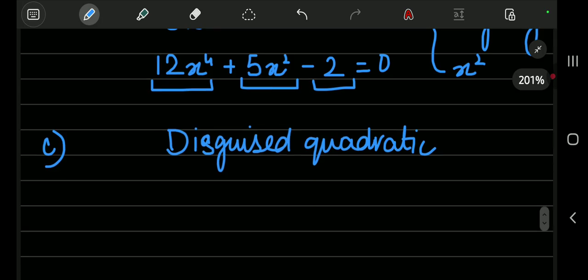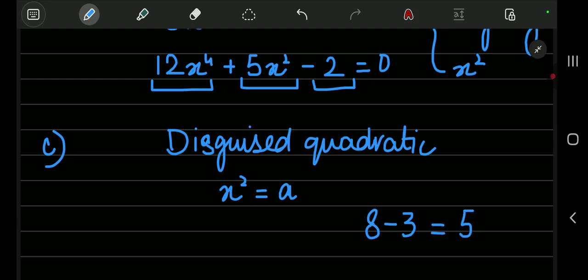So we can solve it as it is, or we can put x square equals a or some other constant and then solve it. So what should we be having? 12 times 2 is 24. We should be having two numbers that when multiplied give you 24, and when subtracted give you 5. 8 and 3. 8 minus 3 is 5, and 8 times 3 is 24.